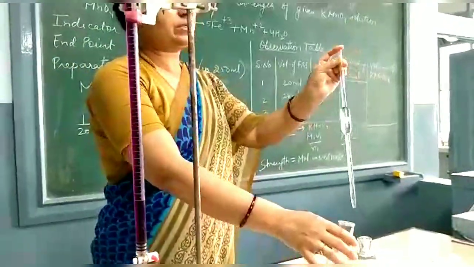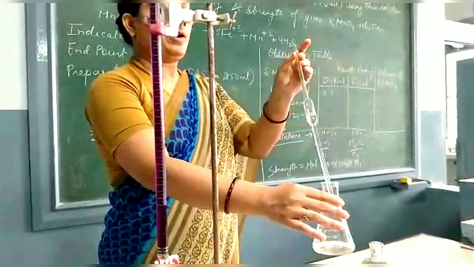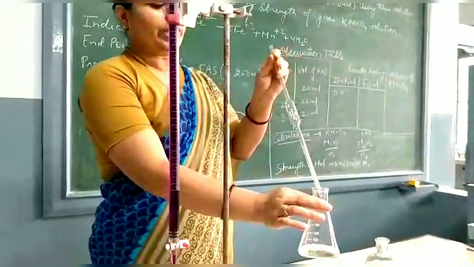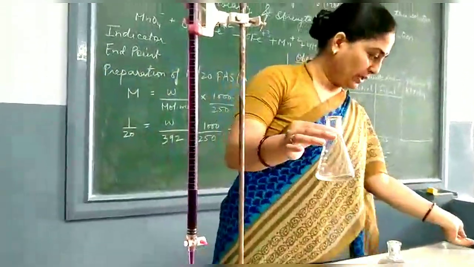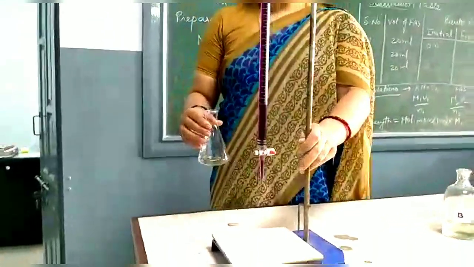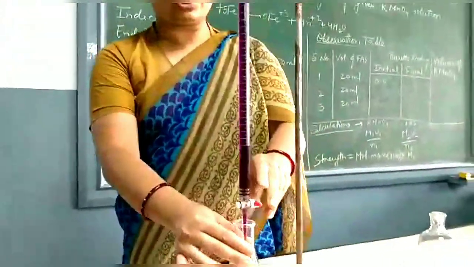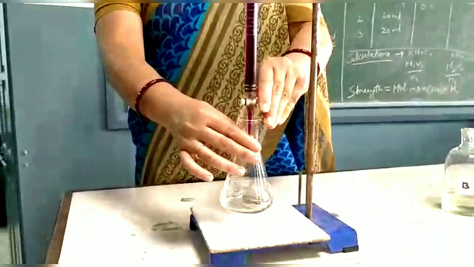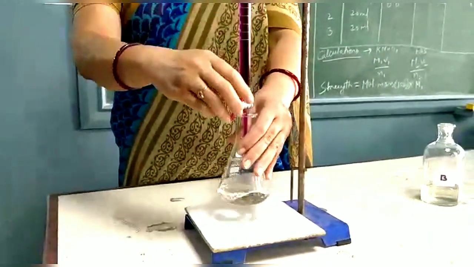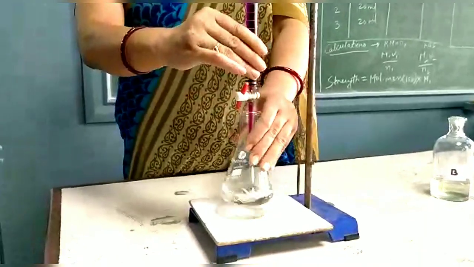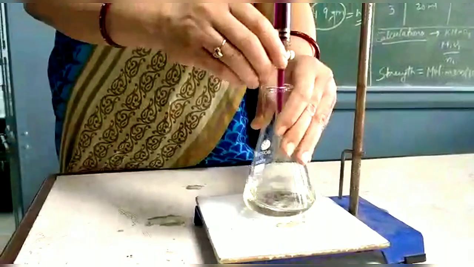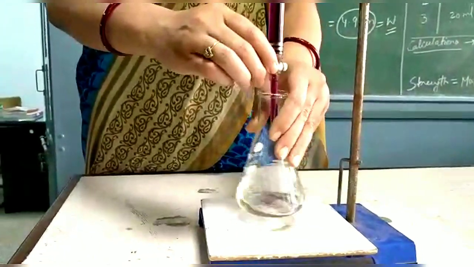And transfer this FAS in the flask. This is a conical flask. No need to add indicator in this case because, as I said, KMnO4 is a self-indicator. So what I am supposed to do is keep this flask here, and addition should be dropwise, and mix the solution so that the reaction between KMnO4 and FAS takes place.